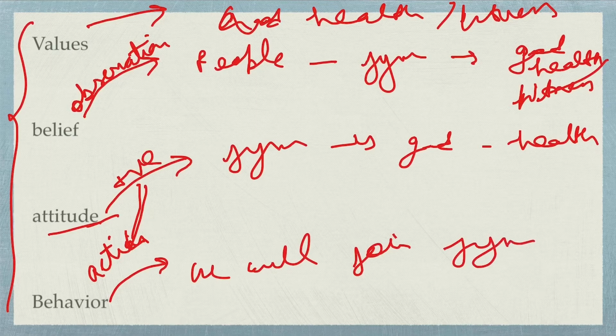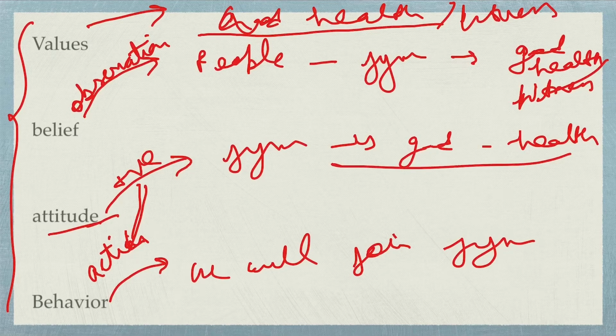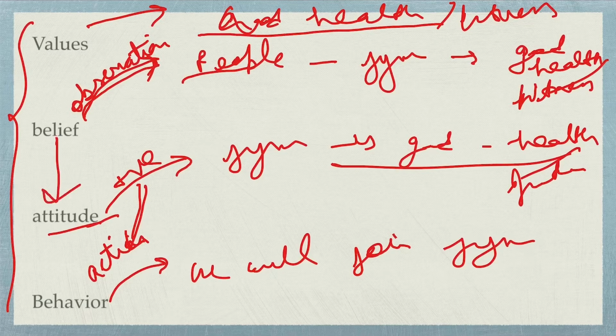I hope your doubts are now clear that in values there is no judgment anywhere. In attitude there is judgment that the gym is good for health or for fitness purposes. In belief, from observation we have found that if someone is going to the gym, then he has good health or fitness. Thus you can say that belief is an earlier stage of attitude, and attitude is an earlier stage of behavior.